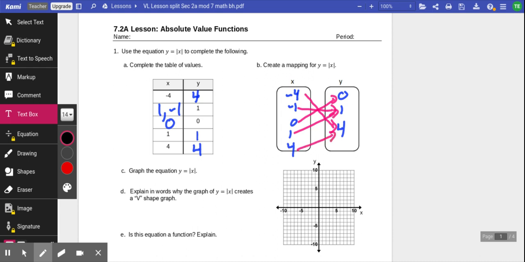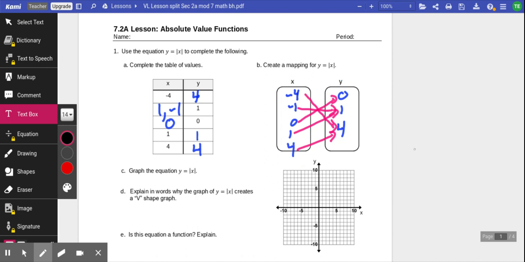And then we can look at it and think, is it a function or not? Yes. For every x value, it is only mapping to one y value. We don't have two arrows coming off of an x value. So we can see we do have a function. Okay, we're going to graph it. So we're going to plot our points.